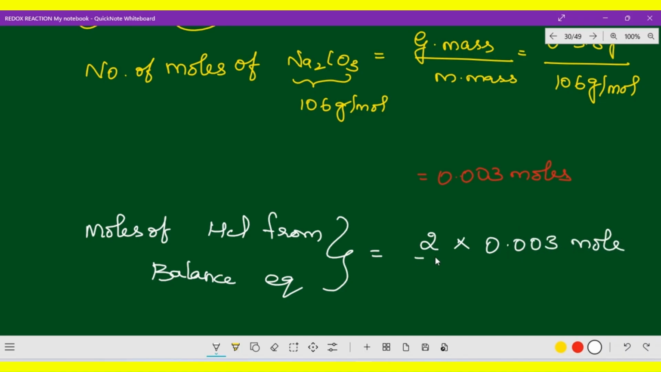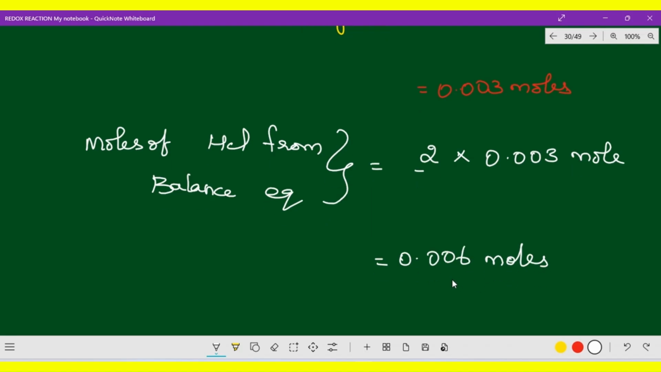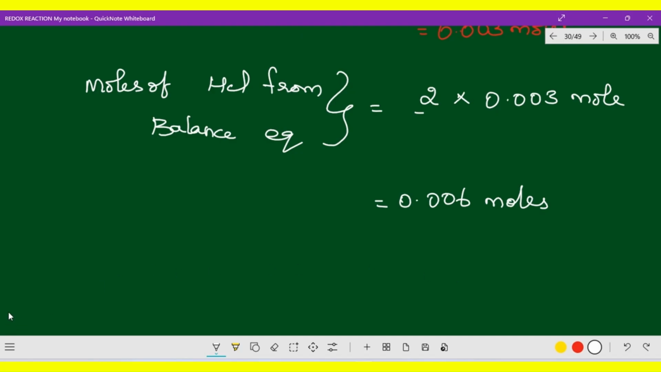Right, for this HCl we don't know the moles, so molarity we have to identify. For that we are getting the moles from the balanced equation. How much HCl is required to complete the reaction? 2 moles into number of moles of sodium carbonate. So you'll be getting 0.006 moles. Right, got it? Now we are coming to the molarity. You got the idea how to go for it.